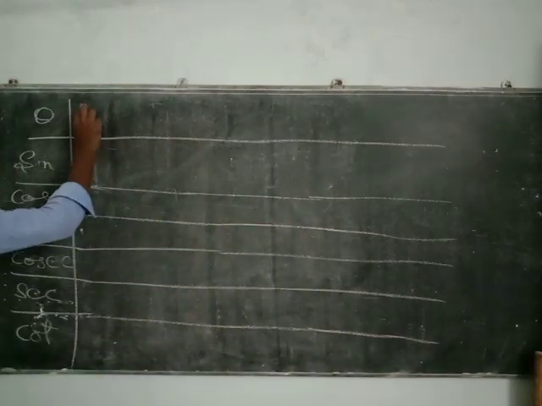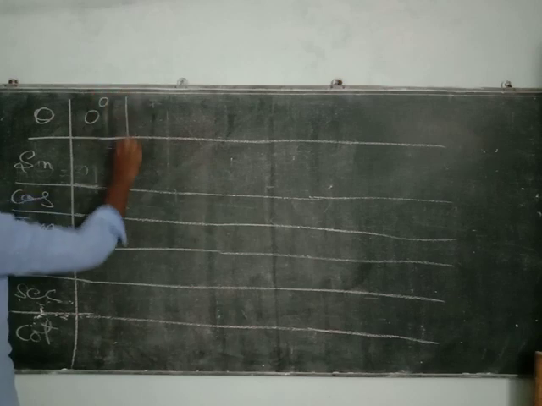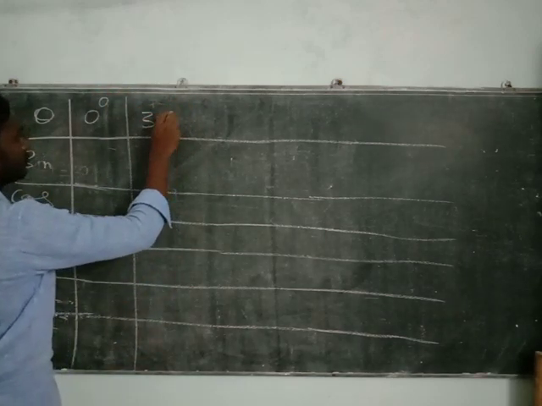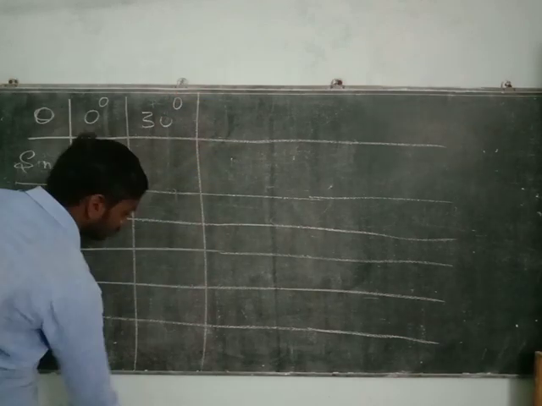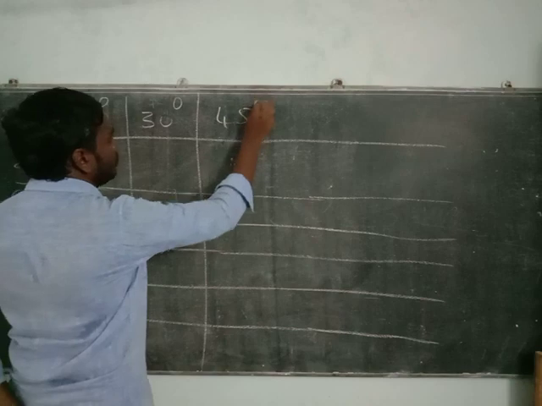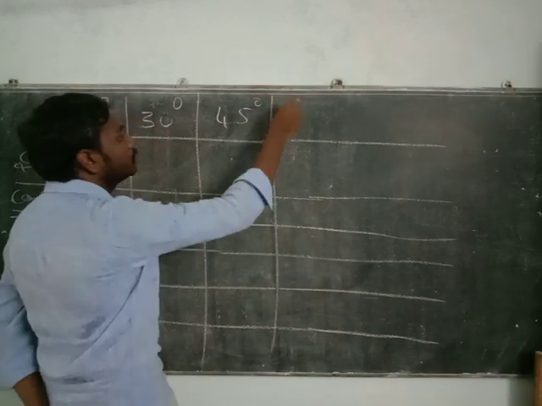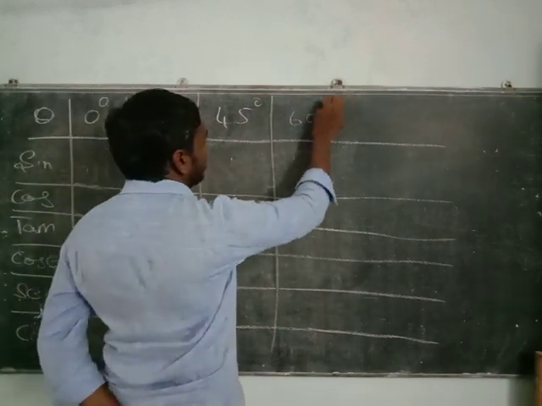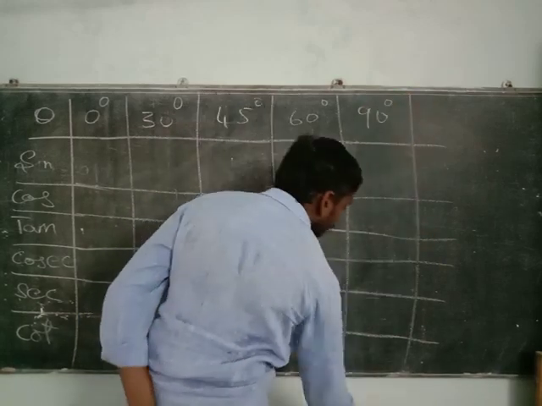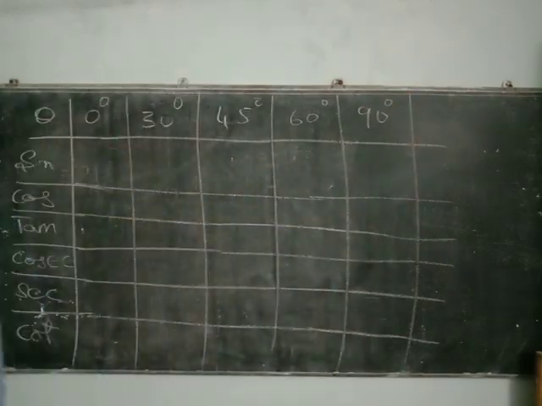So initially I will go with 0 degrees, 30 degrees, 45 degrees, 60 degrees, and 90 degrees. So these are the values that we have to remember.